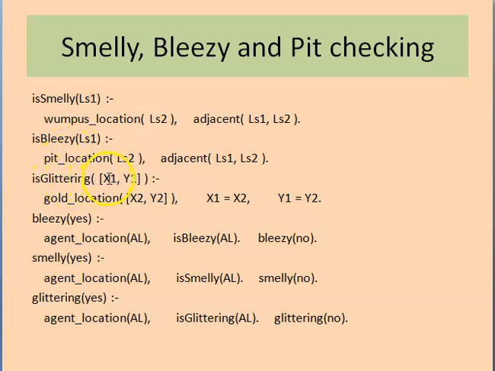Then similarly for glittery, we will pass one location, and we have a gold location with us in the database, and if x1 is equal to x2 and y1 is equal to y2, that means the gold is there on this particular cell. Now for breezy, we have defined one predicate. It is yes if the agent location is given and breezy is also at the agent location, otherwise breezy is no. And similarly we have defined it for smelly and glittering.